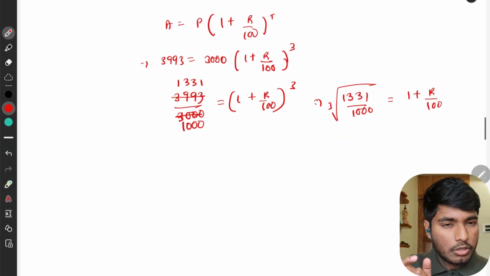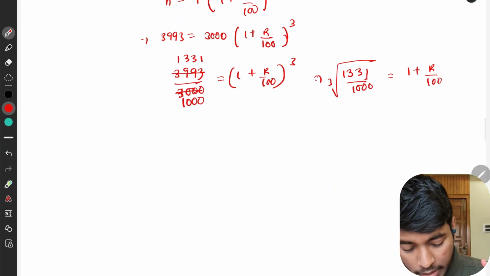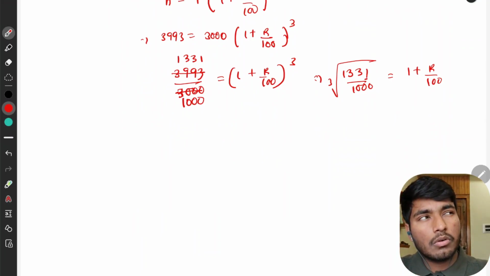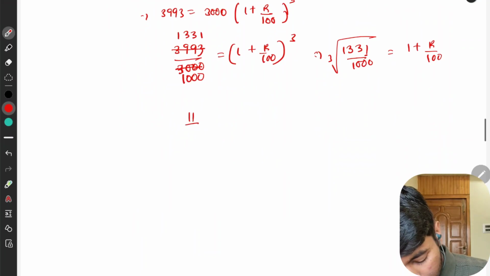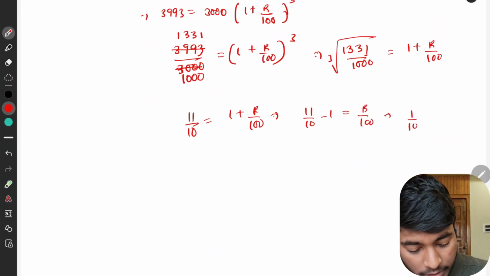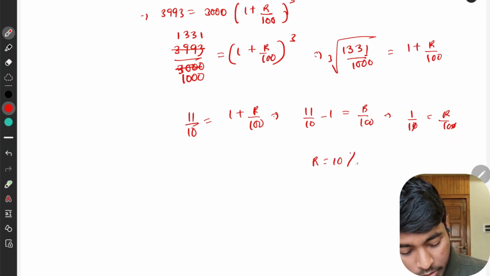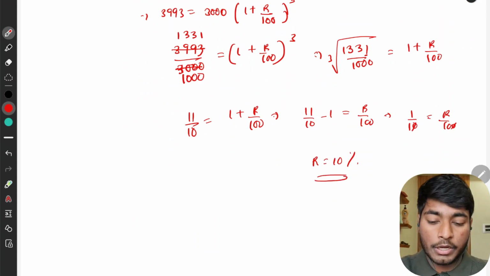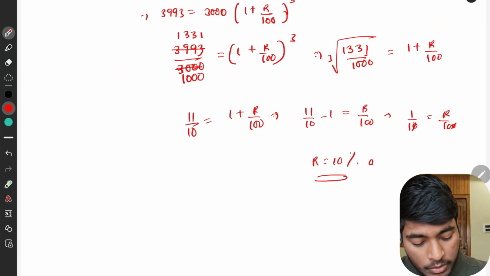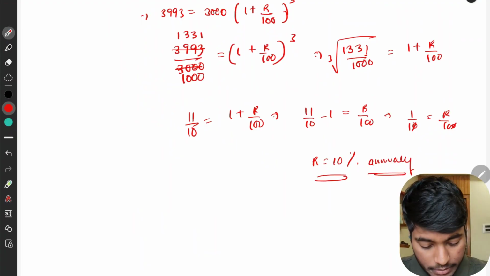Well, if you do not get the approximate value, you can see that this is having 1 at the end, so this is something around 11. So I can say 11 by 10 is equal to 1 plus R by 100. So that is 11 by 10 minus 1 is equal to R by 100. Simply 1 by 10 is equal to R by 100. Just solve this, you will get R is equal to 10%. What is the rate of return? The rate of return is 10% annually. Okay, I hope that's clear.